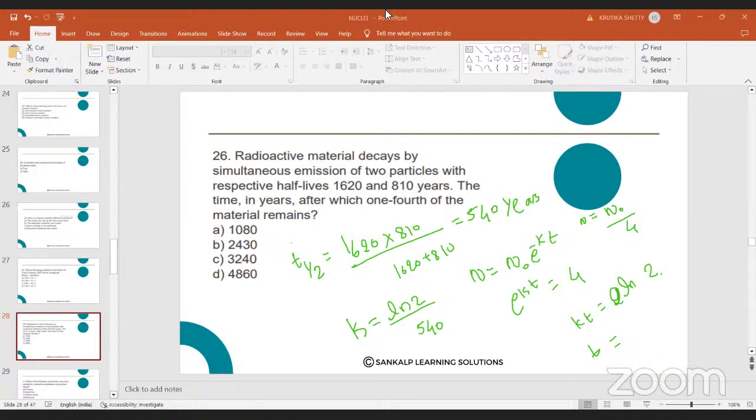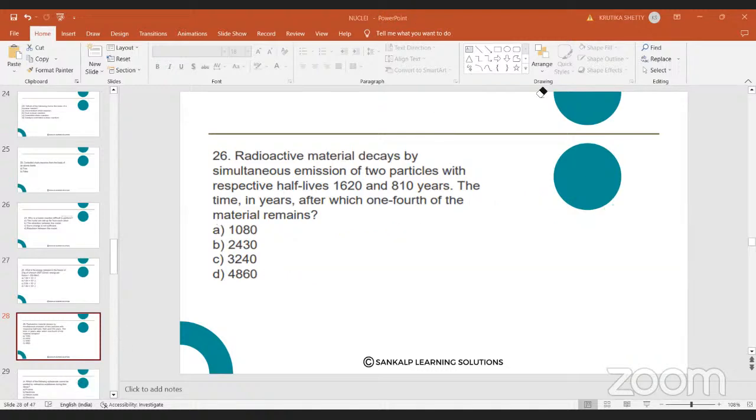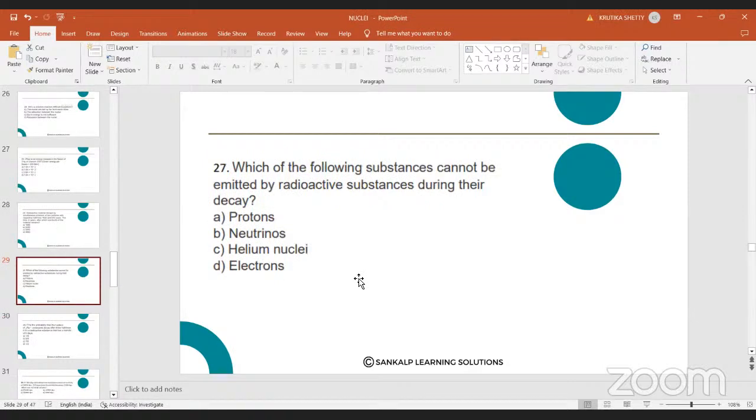Option A or which one it is? Yes, correct, Harshita, Lohit, yes, option A is right. That is 1080. Option A is correct. Okay, till now you can do this question. Next I'll tell you the previous year questions.